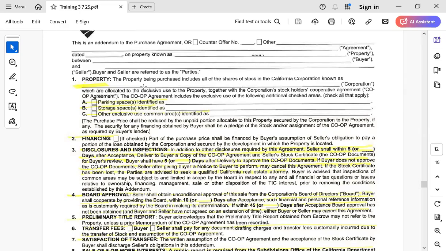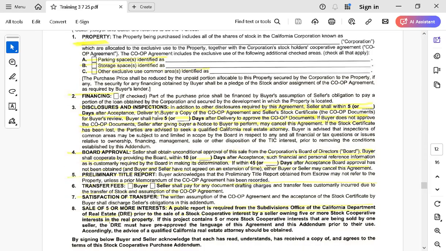Oh, okay. Yeah. Let me get my mind back. You need to have the corporate name who holds it. So when you're first selling a stock cooperative, you call that office and ask, or you get it from the listing agent. You need to know what parking spaces. In the one that I sold, the parking spaces were already identified for that unit and there was a little storage. So financing: part of the purchase price shall be financed by buyer's assumption of seller's obligation to pay.